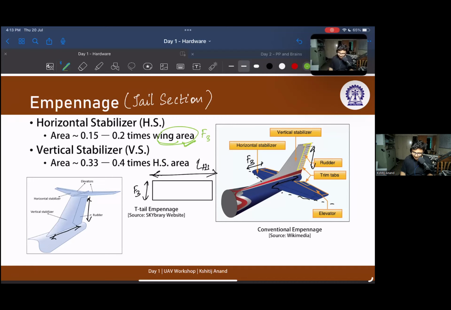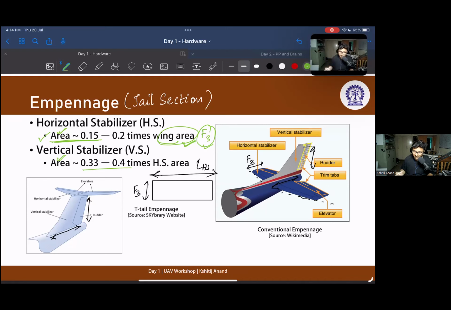F3 is determined during fuselage calculations. So now we know the area of the horizontal stabilizer. We know one of the dimensions of the horizontal stabilizer, so we can find out the other dimension. Horizontal stabilizer is sized. Now we have the vertical stabilizer. It is going to be 0.3 to 0.4 times the horizontal stabilizer area. We already have the horizontal stabilizer area, so we have the vertical stabilizer area.